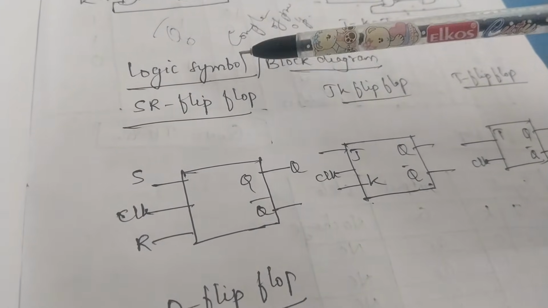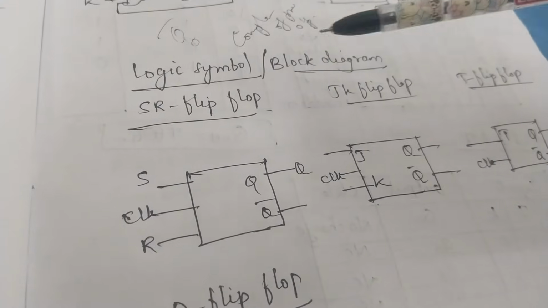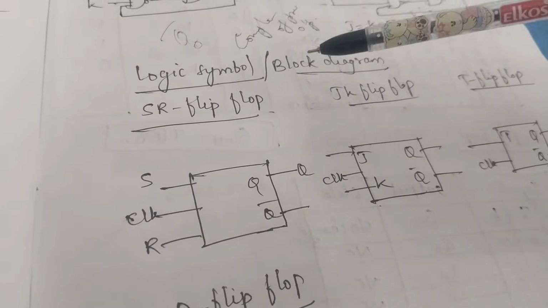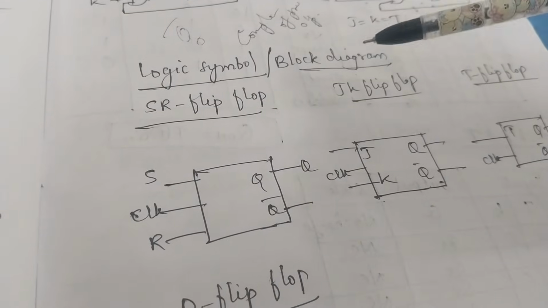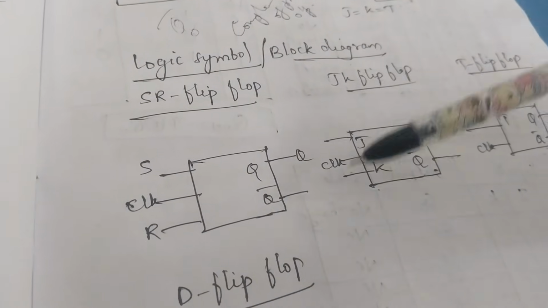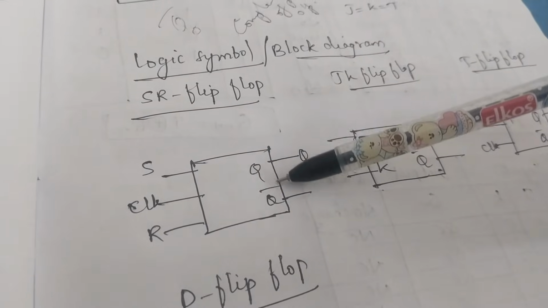So the next question is logic symbol or block diagram. The next question is logic symbol or block diagram. See here, most students get confused about which diagram they have to draw. So in the exam, if you get the question, draw the block diagram of the flip-flop, then you have to draw this. Since it looks like a block, therefore you have to draw this diagram.